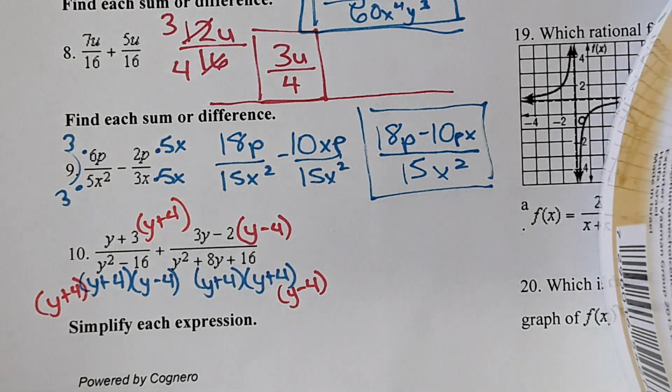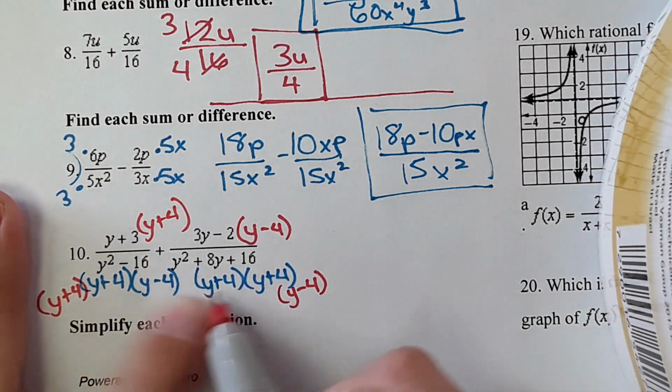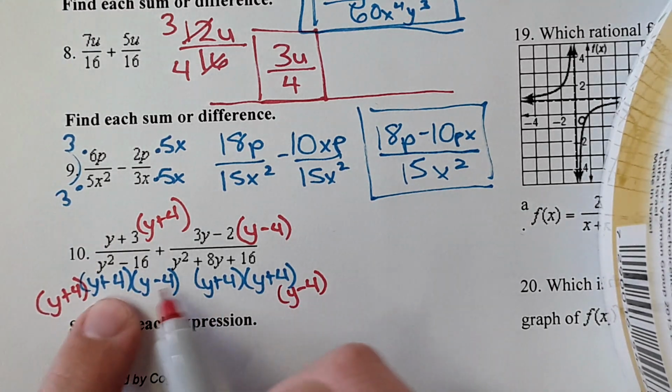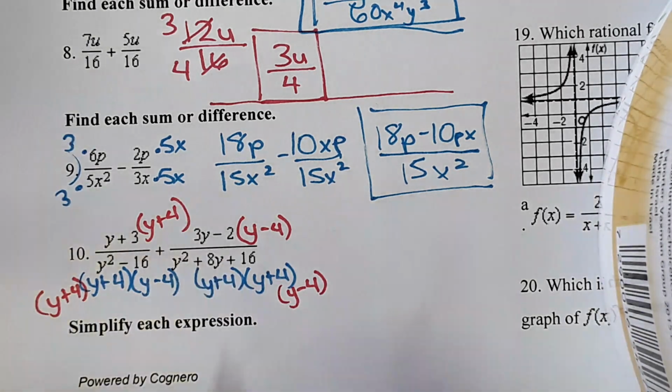Where'd you get the y plus 4 and y minus 4 from? I needed a common denominator. And the difference between these is this had a y minus 4 and this didn't, so it needed a y minus 4. And this one had an extra y plus 4, so I needed to add that over here. And whatever I do to the bottom, I do to the top. This one is a longer problem, just FYI.